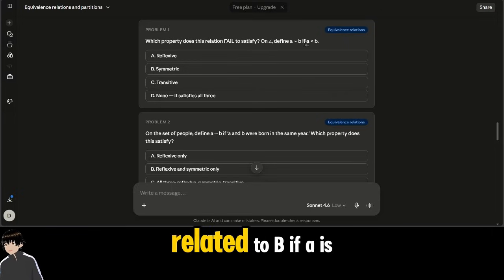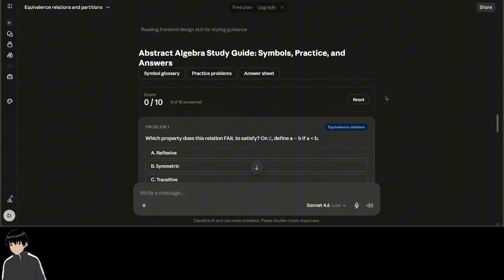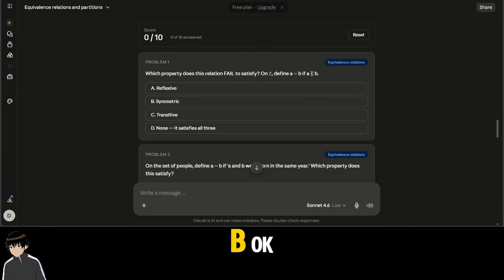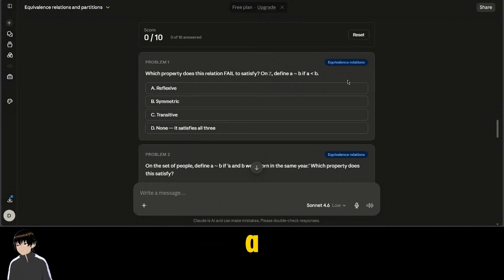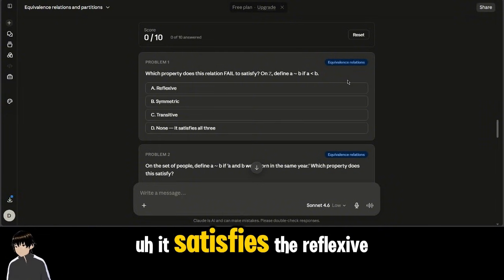On Z, define A is related to B if A is greater than B. If A is less than B, then B is greater than A. If A is less than B, then A is less than B. If B is greater than A, then B is greater than A. So reflexive is correct. It satisfies the reflexive property.